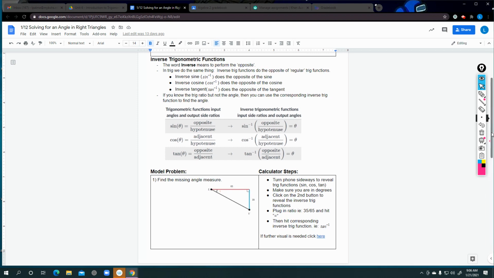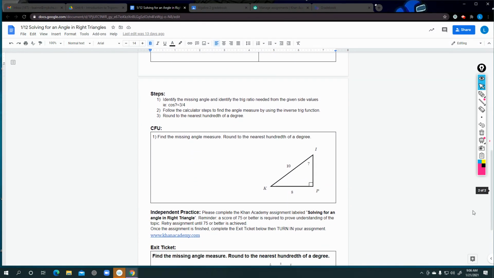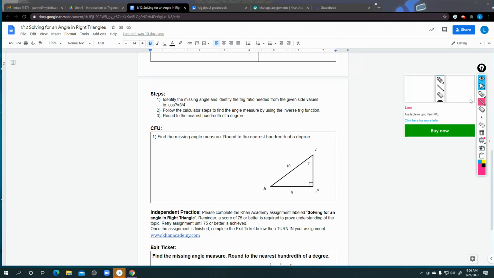Okay, so the next page, our check for understanding, I put your steps there as well. And we are going to find the missing angle measure of angle I. Now we have to look to see what these two sides are in accordance to this angle. So we have our opposite over hypotenuse, which is sine. So we have the sine to the -1 of 8 over 10. Plug that into your calculator.